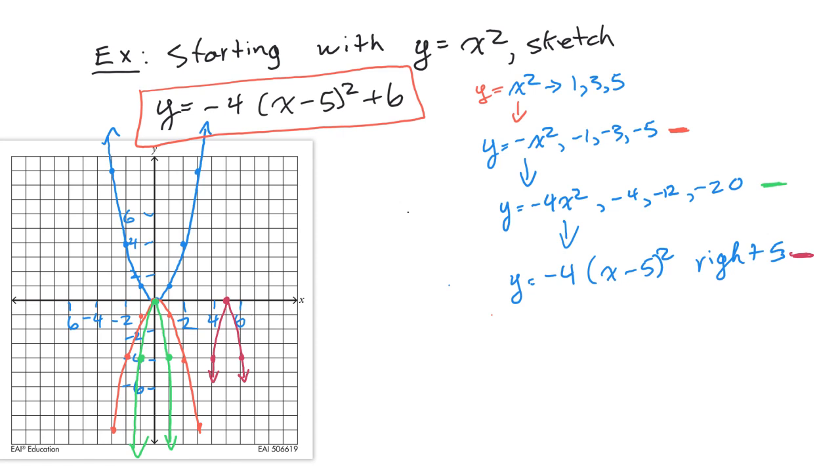The last stage of this would be to take our graph and look at the +6. The +6 tells us whether it moves up or down. If it's +6, it moves our graph up 6 points. So our new graph is y equals -4(x minus 5) squared plus 6. This means we move all the points up 6 points.